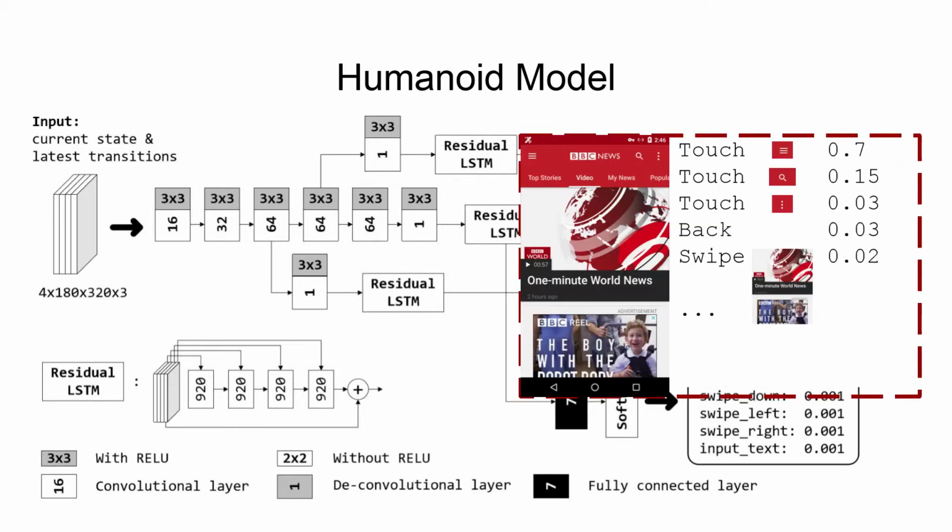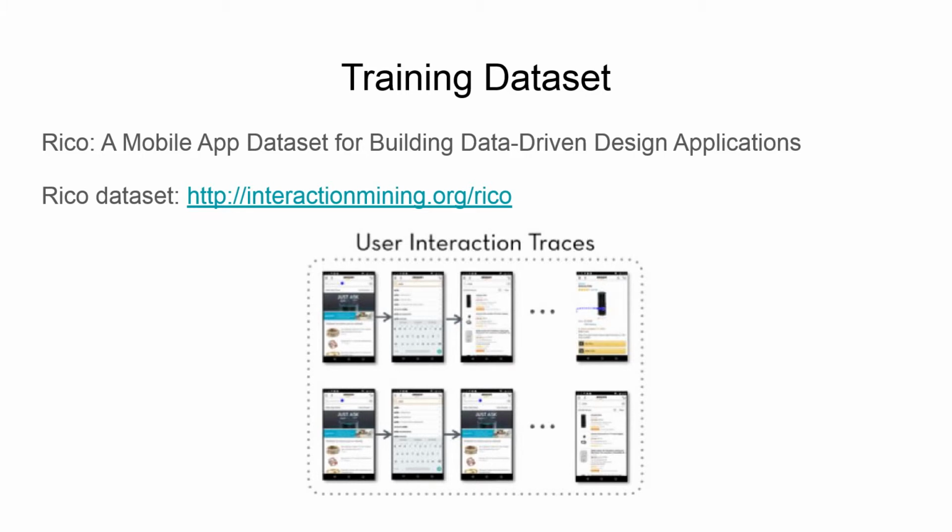By multiplying the former two distributions, we get probabilistic distribution of input event candidates. Test input generators then sample from the probabilistic distribution to get the next input event. In the example, touch slide menu button is the most probable choice for next input event. The data set we used to train Humanoid is processed from RICO, a large crowdsourced data set of human interactions.